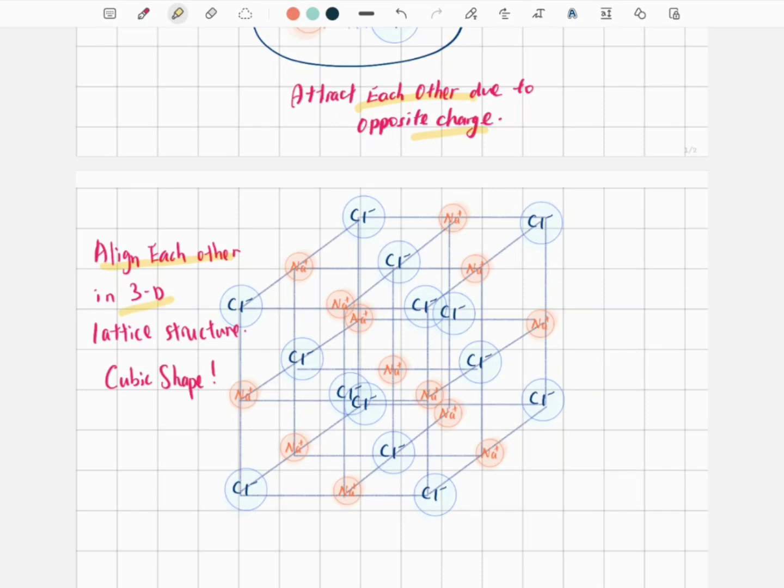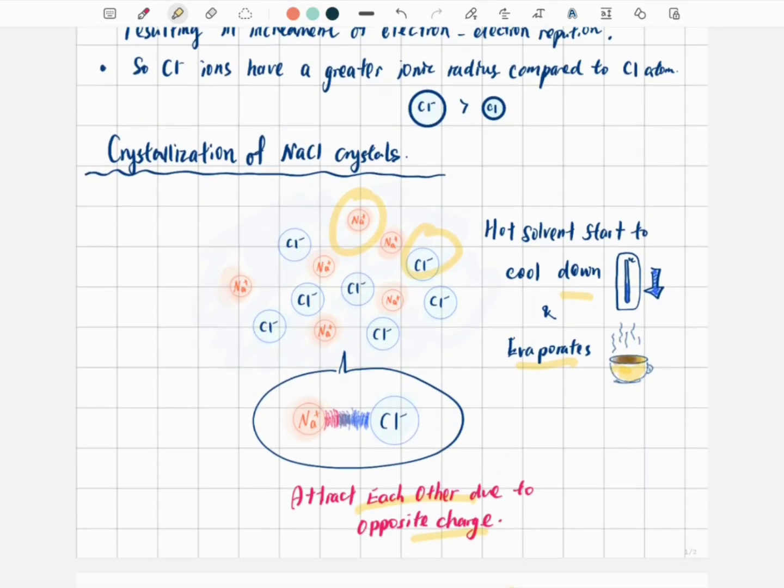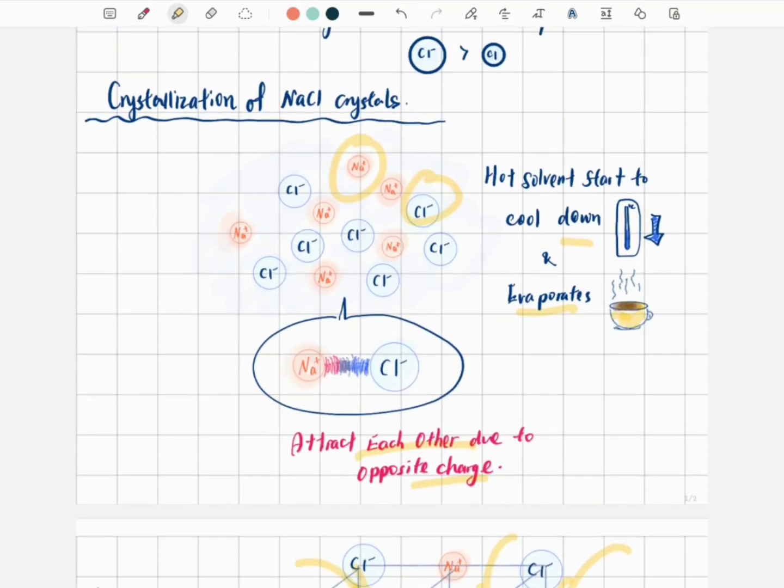As the NaCl crystal continues to grow, additional sodium ions and chlorine ions from the surrounding solution join the crystal lattice. This process is known as accretion. The crystal lattice expands in a controlled manner with the arrangement of ions following the rules of crystallography. So this is basically the fundamental theory of how the NaCl crystal is formed.